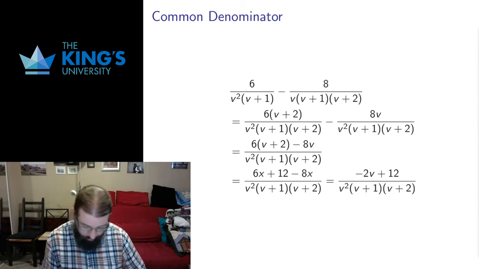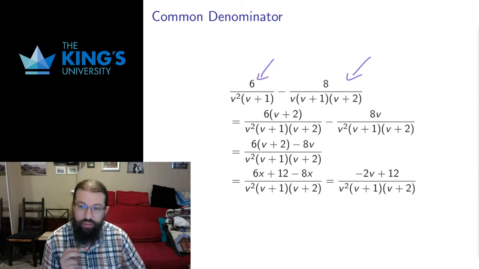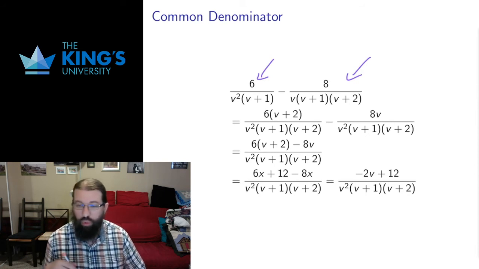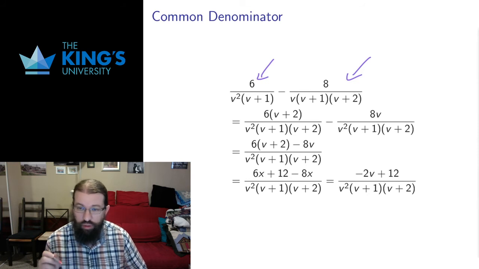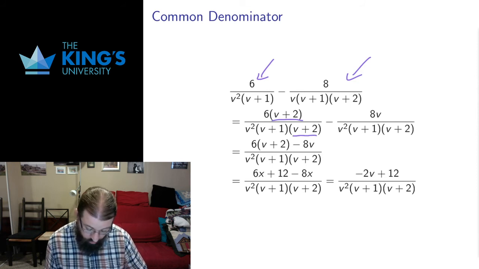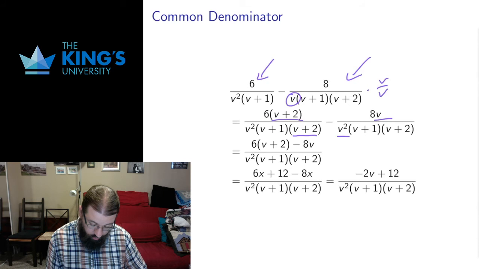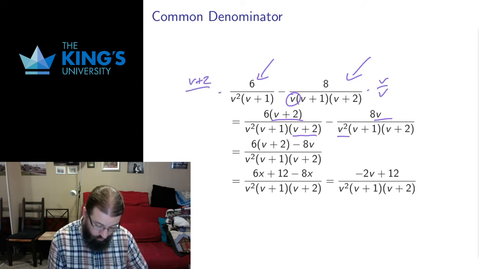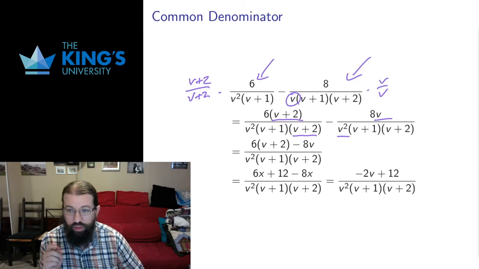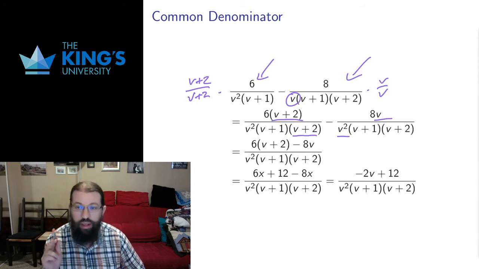So I want to think, what can I multiply the first fraction by, and what can I multiply the second fraction by to get the common denominator without having to multiply the whole thing by the denominator of the other? If I look at this carefully, if I multiply the first fraction by v plus 2 over v plus 2, and I multiply the second fraction by v over v, then I end up with exactly v squared times v plus 1 times v plus 2 in each of the denominators.